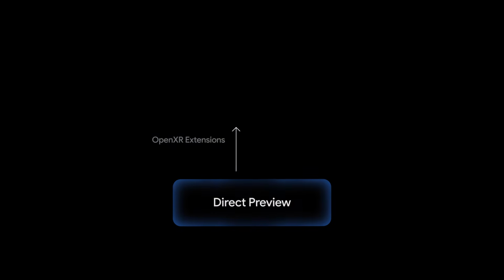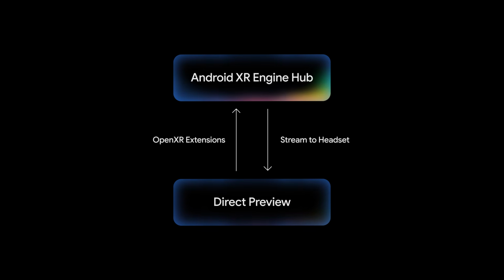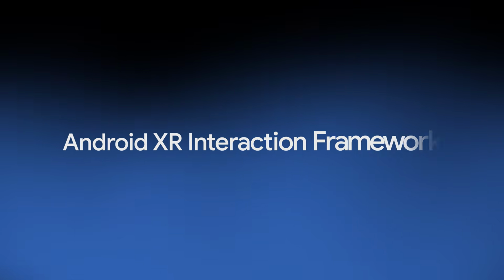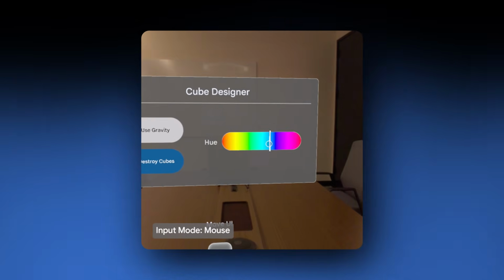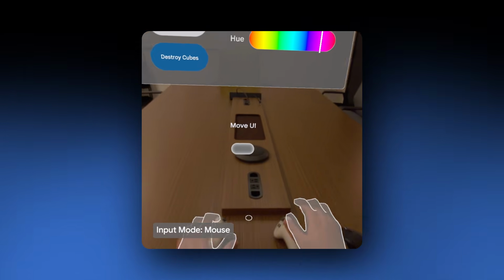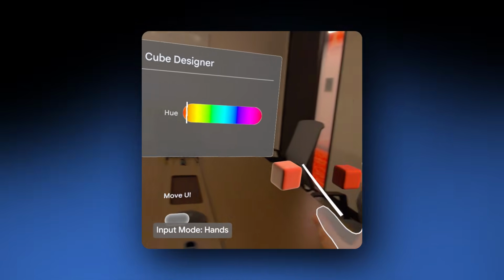Its direct preview feature streams device perception data, like hand meshes and spatial mapping, straight to your engine's editor. This eliminates the need to fully build your APK just to test out a minor change, which could save you hours of iteration time. Second, the Android XR Interaction Framework is now in developer preview for Unity. This framework handles the complex logic for multi-modal inputs, allowing seamless switching between controllers, hands, and eye-gaze interaction.